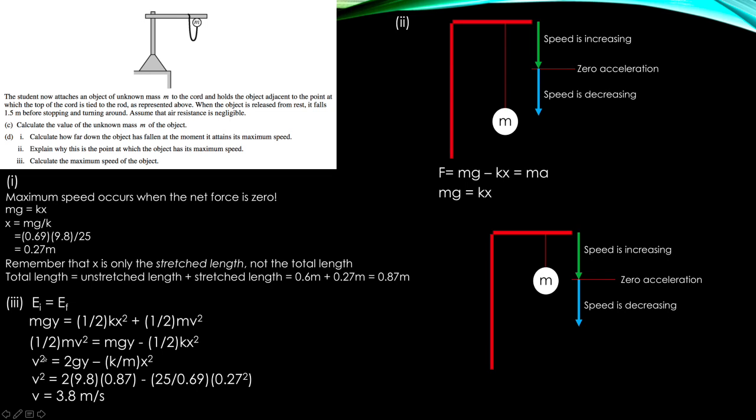We can just solve for v squared. What I did here was I just subtracted half kx squared to this side, and then I isolated v squared. And then here I plugged in the values that we found earlier. 9.8 for gravity, 0.87 meters for y, which we had found right there. And then minus 25 for k, 0.69 kilograms for the mass, and then 0.27 squared for x, to give us a final value of 3.8 meters per second. And that ends this question.